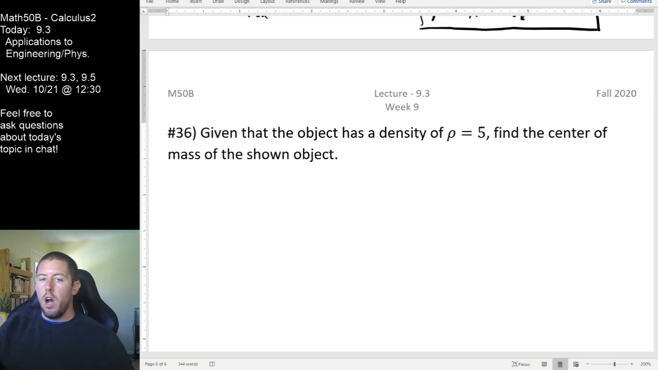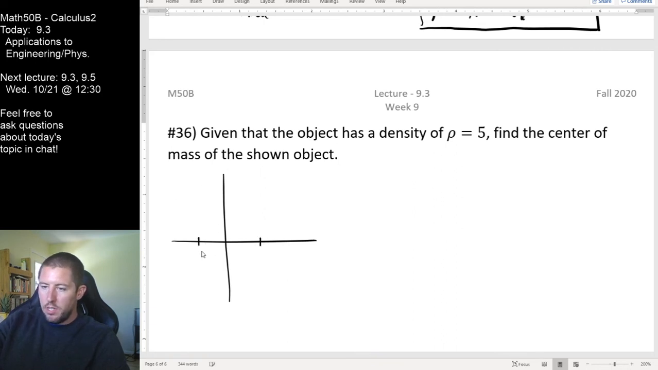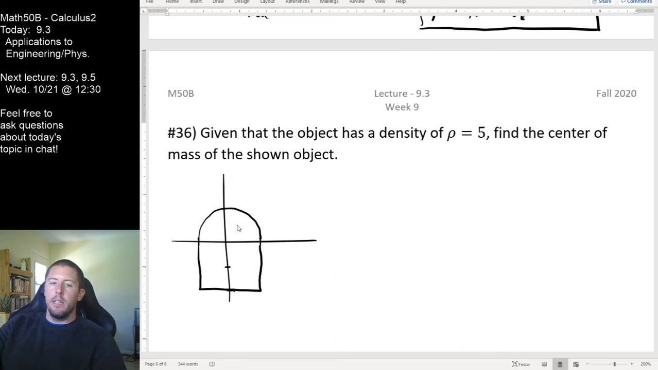All right, so I'm going to draw you an object, and we're going to find its center of mass. Our object here in number 36 from the book, we're going to go 1 in each direction here. So notice this is an overall width of 2. We're going to get a semicircle shape on top. Nice semicircle there. And we're going to get a box down here. So here's our object. It's got a semicircle top. It's got a square bottom.